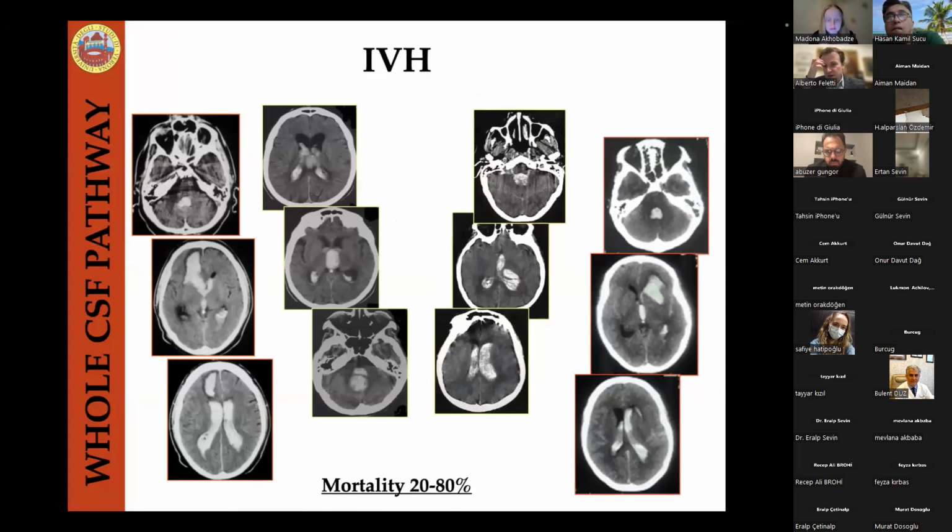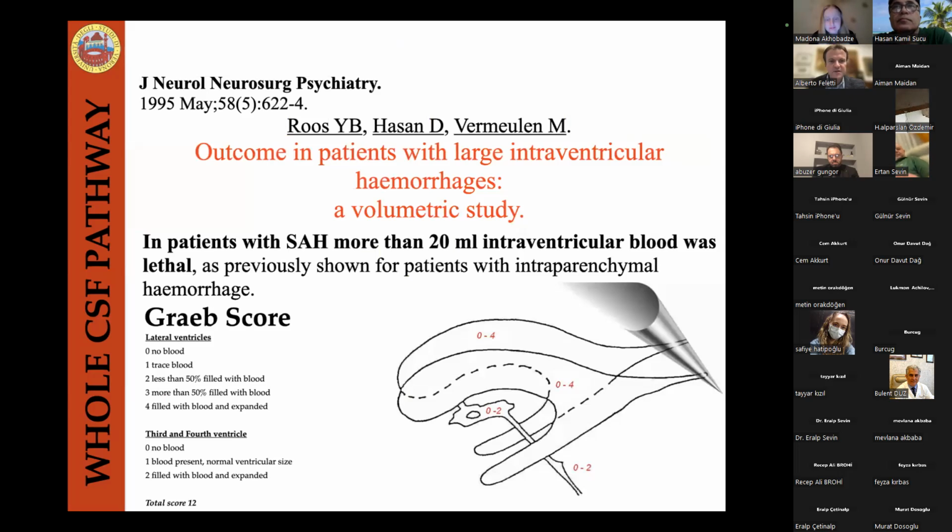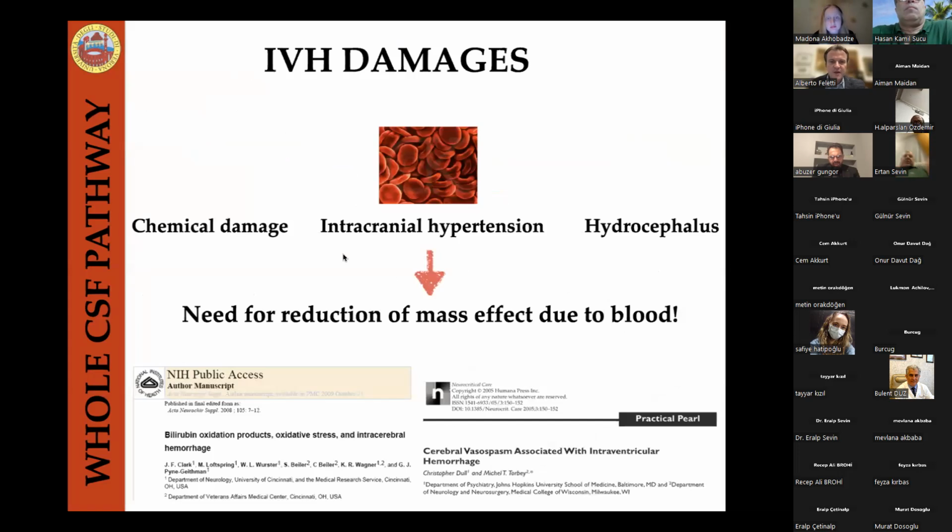I think the best indication for flexible endoscopy is this situation, intraventricular hemorrhage. We all have experience of these patients. We know that this condition carries a very high mortality, up to 80% in some series. We also know that more than 20 milliliters of intraventricular blood is lethal in cases of subarachnoid hemorrhage.